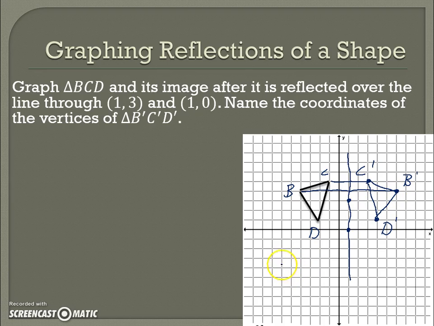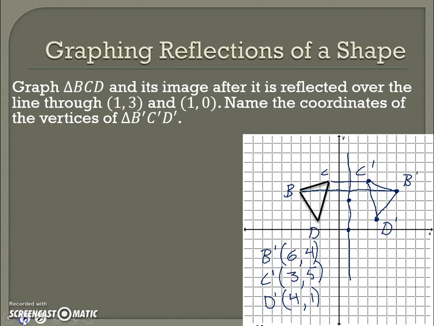It tells me to name the coordinates of the vertices. So B prime, let's see, is 1, 2, 3, 4, 5, 6, and 1, 2, 3, 4. And C prime is 1, 2, 3, and then 1, 2, 3, 4, 5. And then D prime is 1, 2, 3, 4, and then 1. All right, so there are my ordered pairs. That's what you do to answer this one.